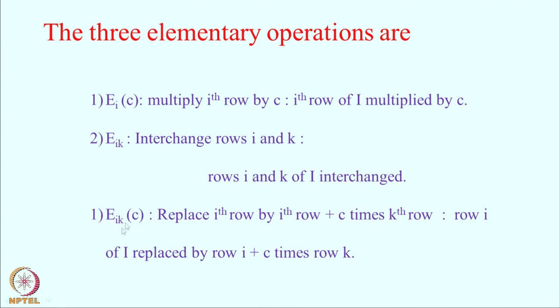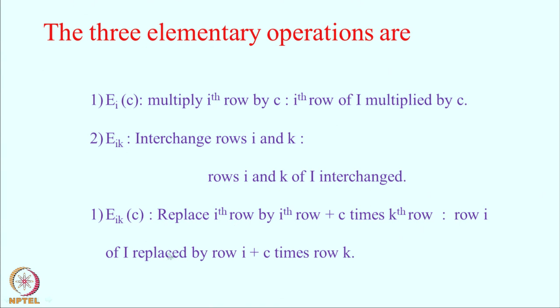The third operation is called E_ik(C). What is this third operation? Replace the ith row of a given matrix by the ith row plus C times the kth row. Remember, I have the ith row and I take C times the kth row. So, when I do that, what will happen to my original matrix? Row I of the original matrix is replaced by row I plus C times row k.